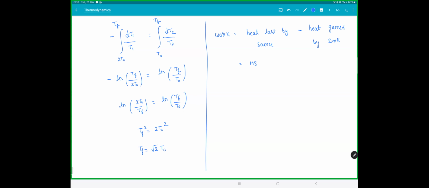This would be ms times 2T naught minus Tf, root 2 T naught. Because you're losing, initial temperature will be more. This is ms. This would be root 2 T naught minus T naught. This would be ms T naught times 3 minus 2 root 2. There, this is the work done. Yeah, right, Vihan. You want efficiency? Work done by the initial heat given. You can do that also.